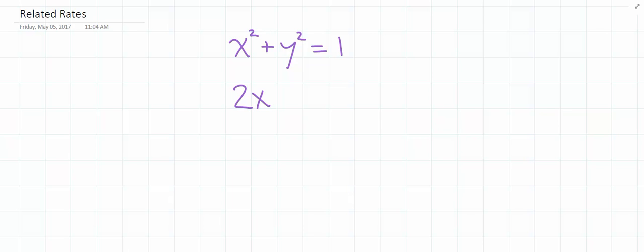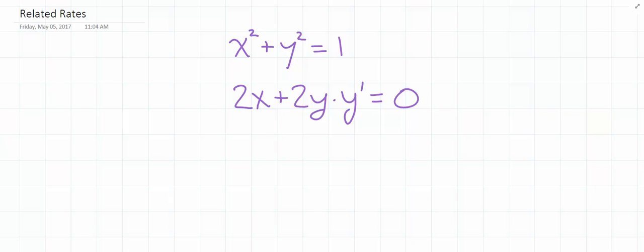So we just say 2x. Then when we come to the y, we say 2y, but we remember that y is a function of x, and we have to use the chain rule. So we always tack on a y prime, and then we solve for y prime. That's what we did with implicit differentiation.